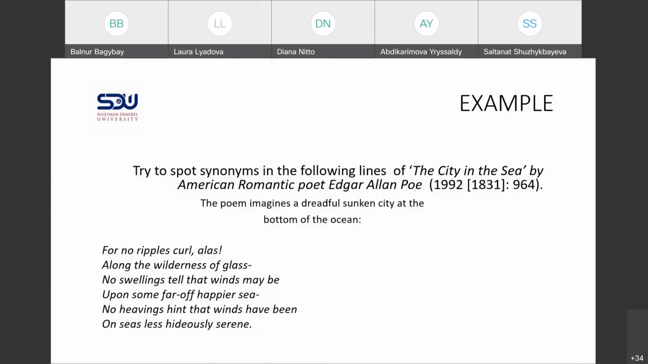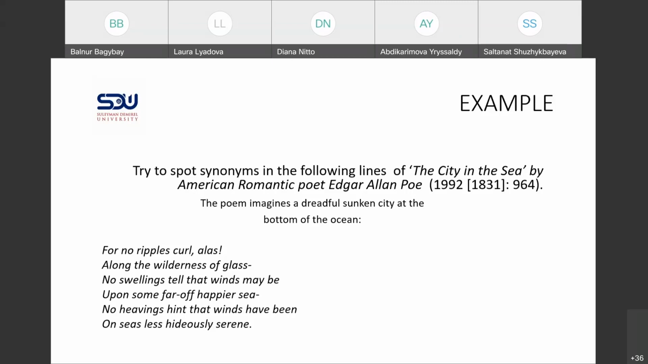Okay, so as you may have seen, Poe used those synonyms in order not to make the repetition of mundane and boring words. Not to use the word tell over and over again, he used the word hint, and not repeating the word waves, he used the words ripples, swellings, and heavings.